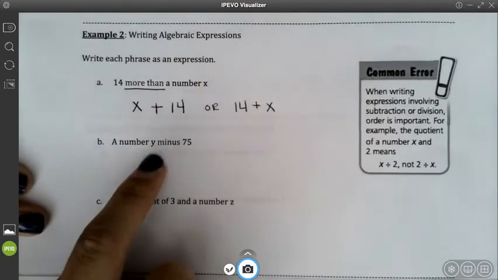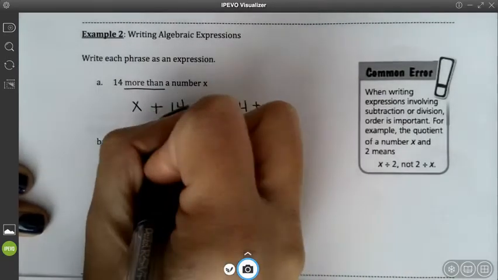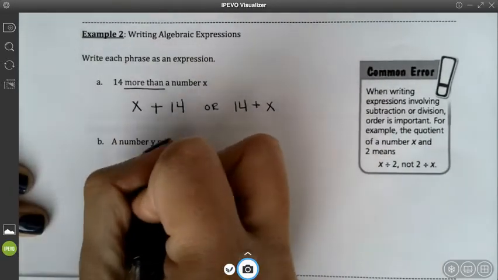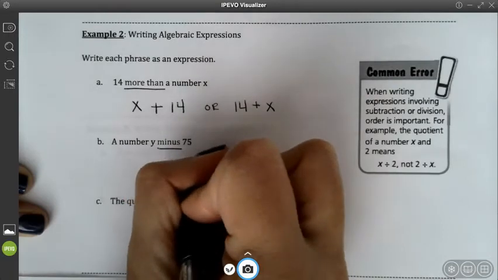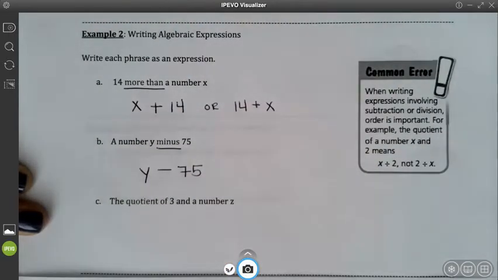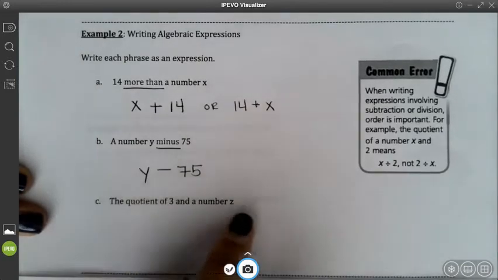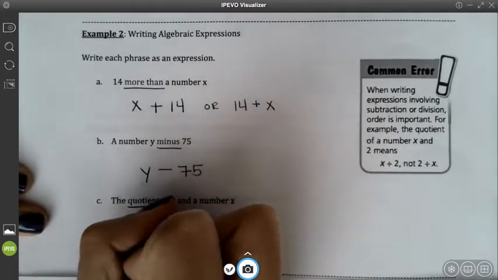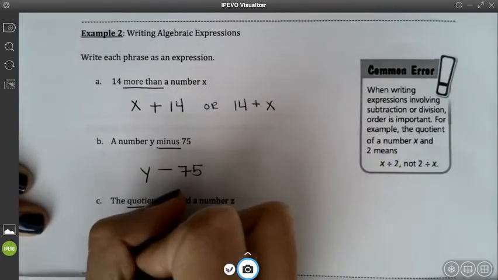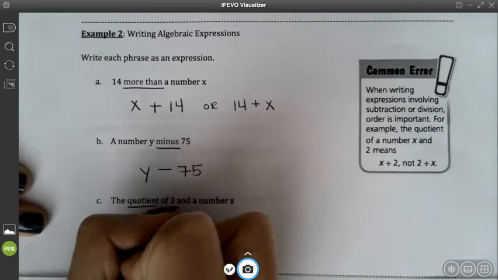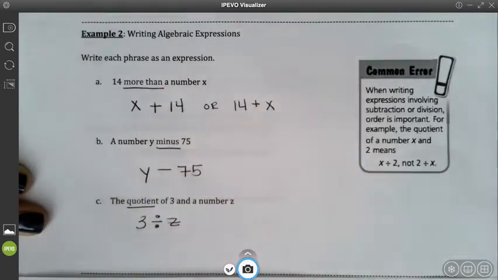Part B, a number y minus 75. So minus tells me to subtract a number y minus 75. So we write it in that order. And last one, the quotient of 3 and a number z. Quotient is a division word. And we're going to write it in the order that it's written in the problem. When you have the word quotient, you just use the order of the problem. So 3 divided by z.